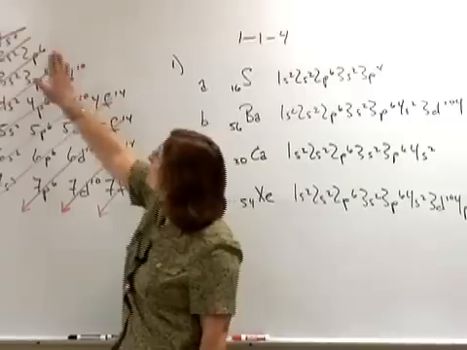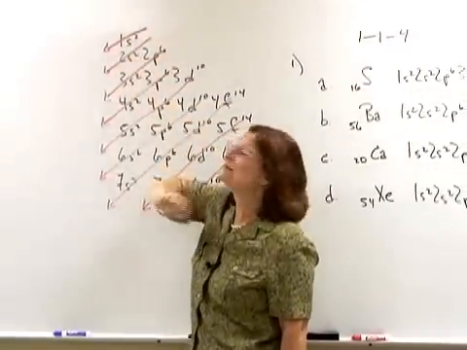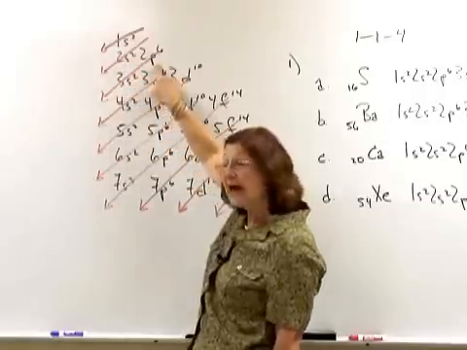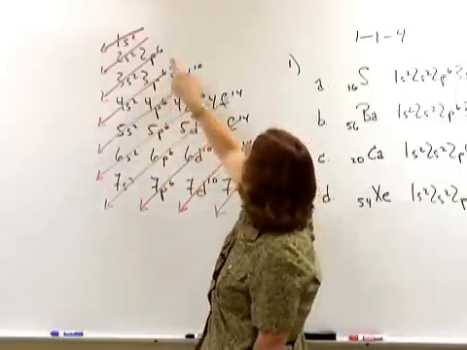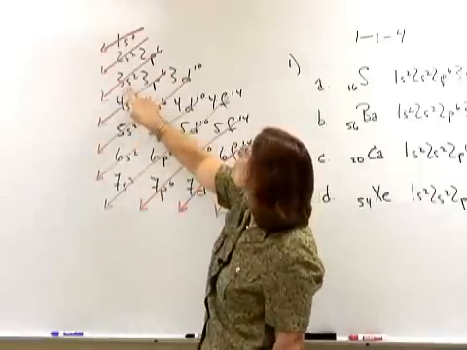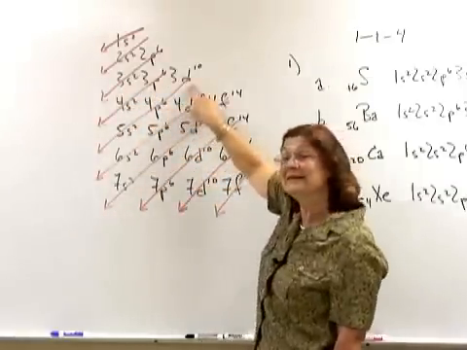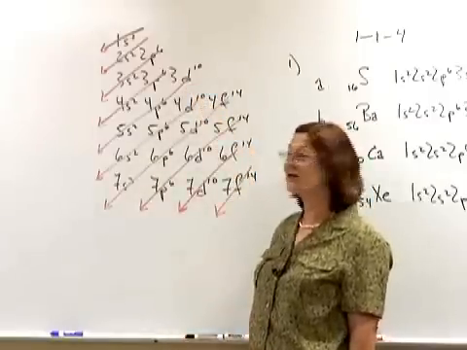So I write my first energy level has an s orbital, maximum 2 electrons. The second energy level has an s orbital and 3 p orbitals. And remember, each orbital can only contain 2 electrons, giving me a maximum of 6 in the p sublevel. The third energy level has an s orbital, the p orbitals, and then the d orbitals. And there are 5 d orbitals because I have a maximum of 10 electrons.